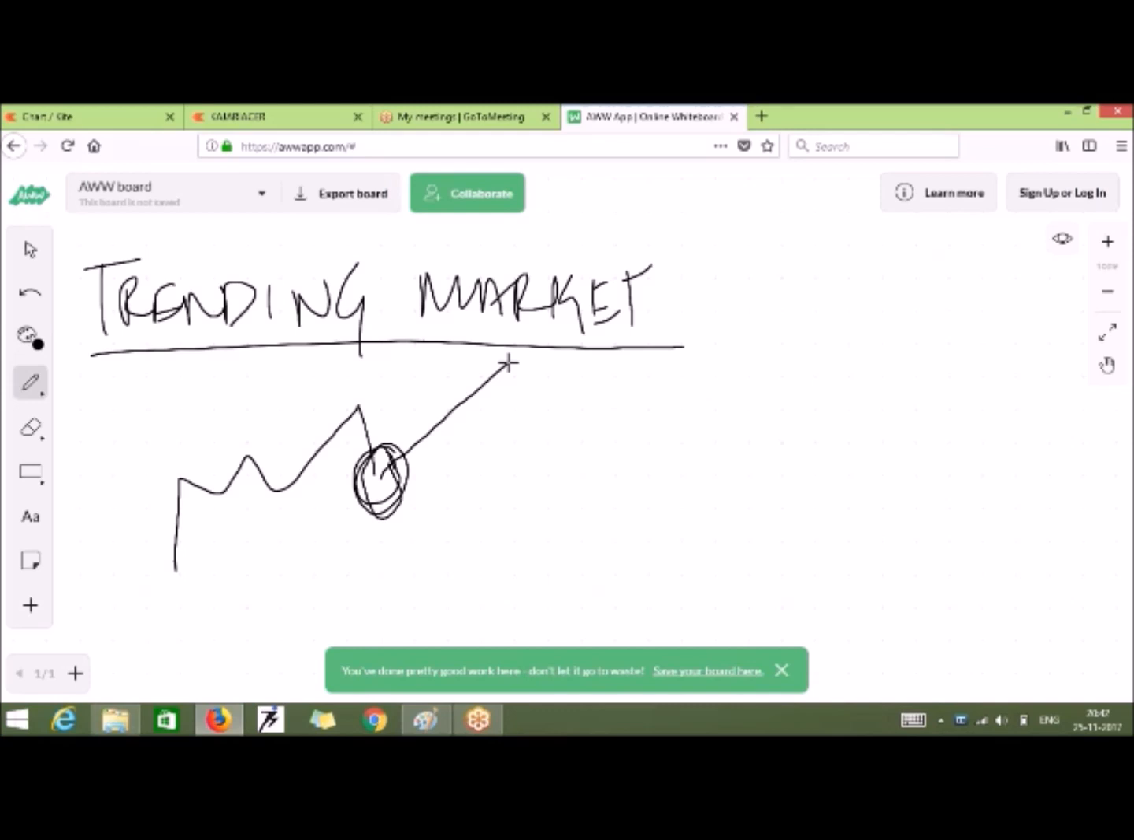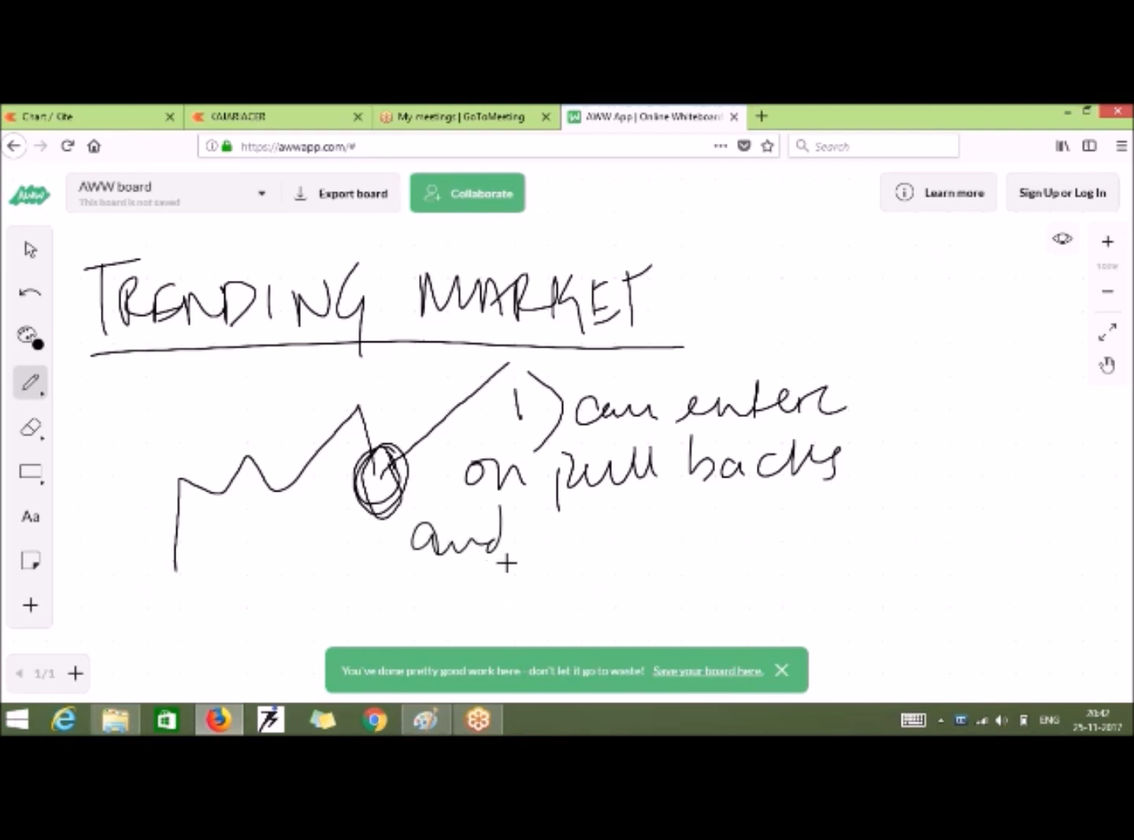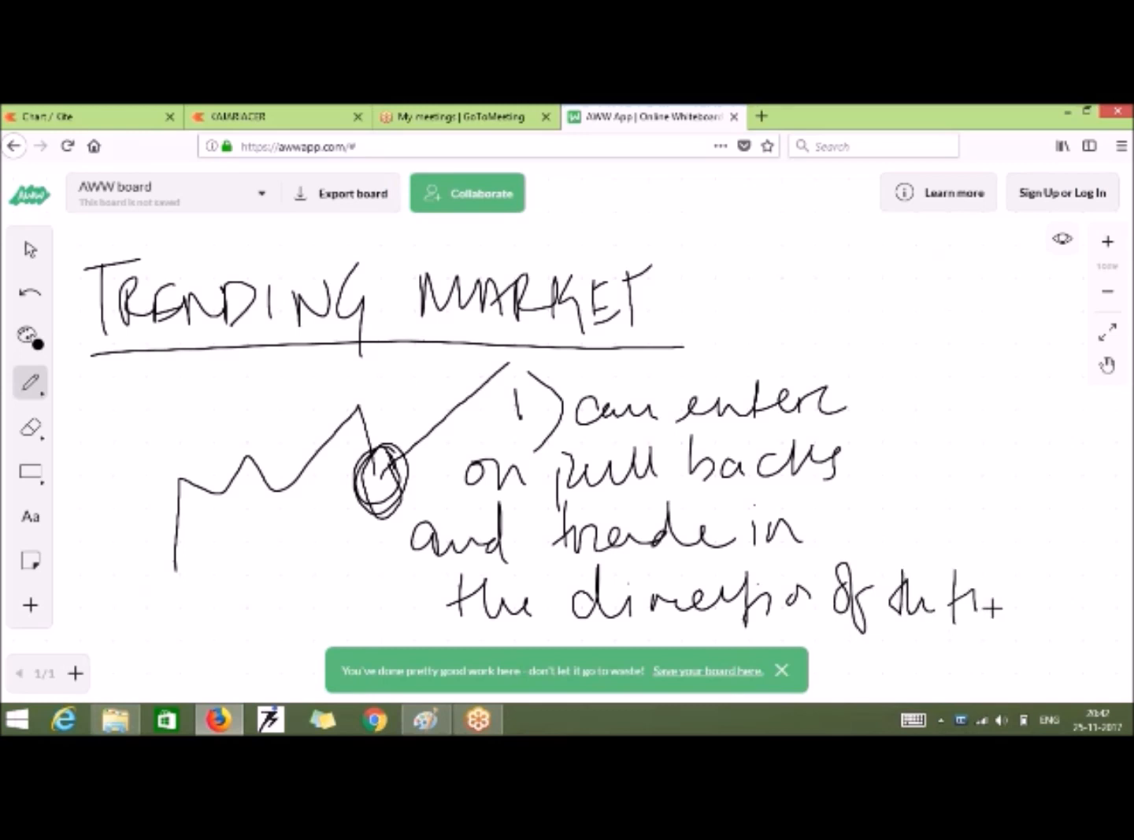So in trending markets, the first thing is you can enter on pullbacks and trade in the direction of the trend. I think everyone might have written this.